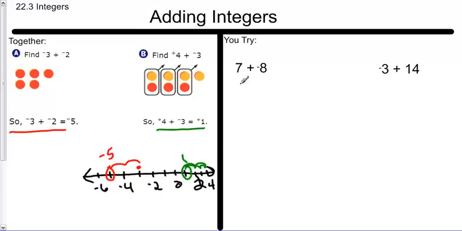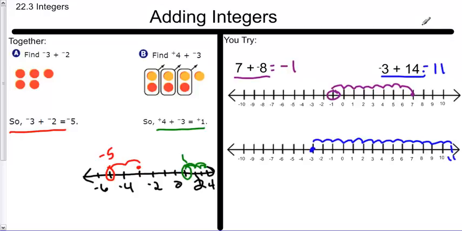So go ahead, give the video a pause, and I want you to try 7 plus negative 8 and negative 3 plus 14. So here are my 2 problems. Now I used the number line because I like the number line better. It's easier to visualize, and it's not as complicated as the counters. But tomorrow, if you want to use the counters, by all means use the counters.